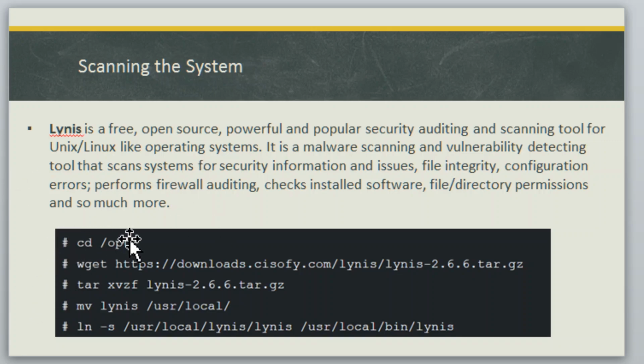You can cd to /opt, do a wget to download Lynis, and extract that tar file. You can move it to /usr/local, and then create a symbolic link from your /usr/local/lynis to /usr/local/bin.